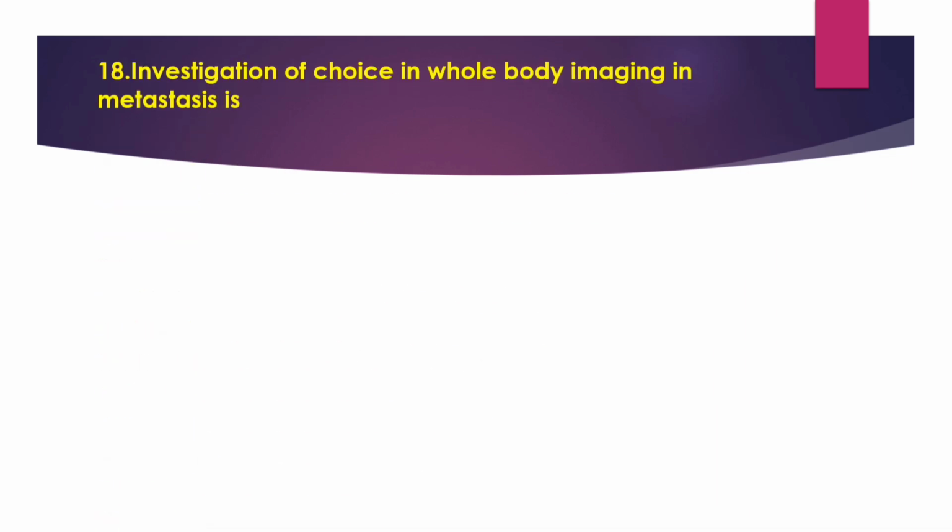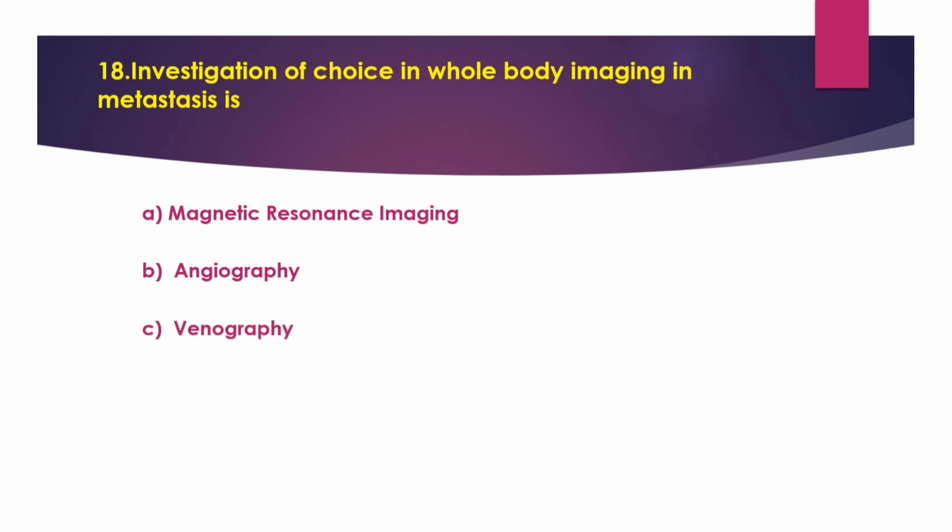Moving on to the next question, question number 18. Investigation of choice in whole body imaging in metastasis is... Metastasis is a condition where, when a patient has any cancer, there is a chance for metastasis. Metastasis means spread. So, for whole body imaging, which is the investigation of choice? Option A, magnetic resonance imaging. Option B, angiography. Option C, venography. And option D, CT scan.